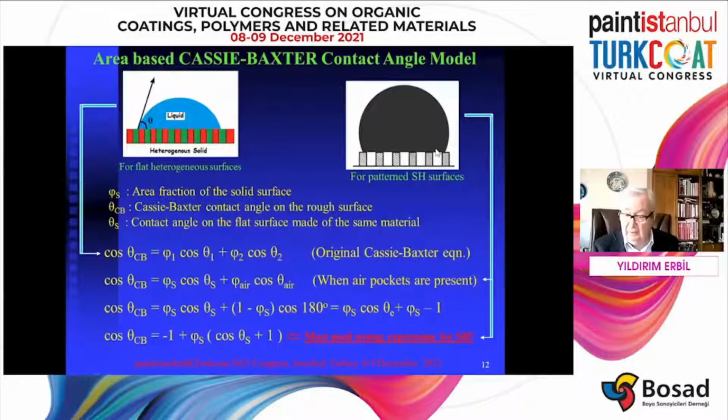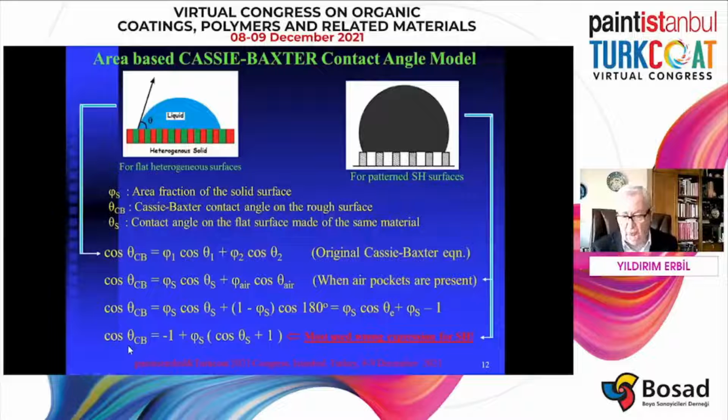Now, it is also possible to apply the Cassie-Baxter equation for patterned superhydrophobic surfaces, because these white places in this figure show the air pockets. So there is an air area. We know that the contact angle of water in air is 180 degrees, and cosine 180 is -1. So this is the equation, a very simple equation we obtain.